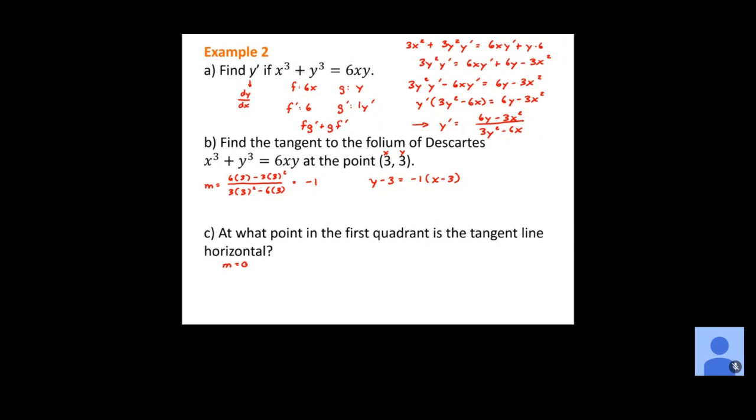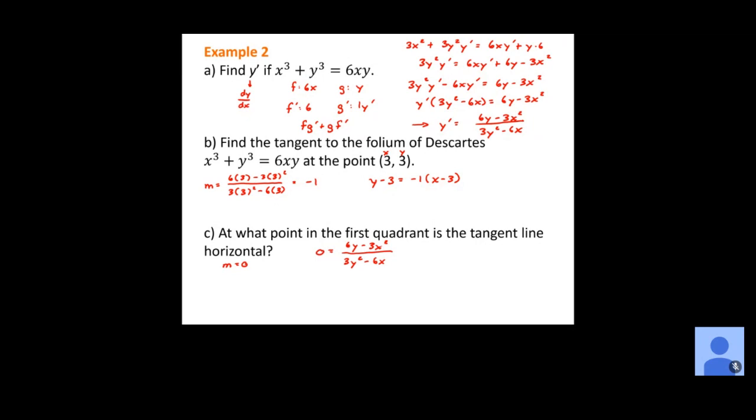Exactly. We take the derivative, which represents the slope of a tangent line, and we need it to be equal to 0 to make it horizontal. So we're just going to set the derivative equal to 0. This is going to be 0 equals 6y minus 3x squared over 3y squared minus 6x. That's the type of question you're going to see over and over again about horizontal tangents. Just remember, horizontal lines have a slope of 0. The slope of the tangent line is represented by the derivative, so you're setting your derivative equal to 0 anytime those are the directions.